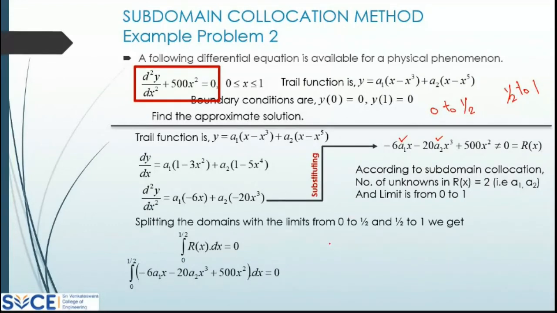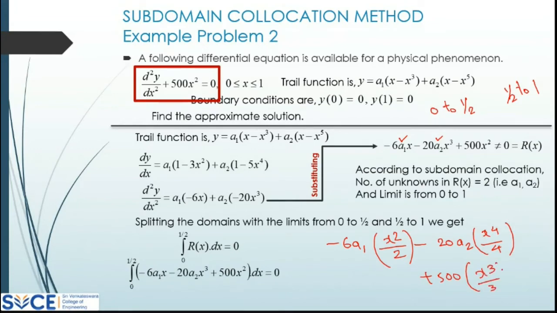So what will I get? I will get minus 6a1 times x, if you integrate, x square by 2, minus 20a2 times x cube, if I integrate, you will get x power 4 by 4, plus 500 times x square, if I integrate, I will get x cube by 3. All are evaluated from 0 to 1 by 2. When I substitute and equate it to 0, you will get this as an equation.